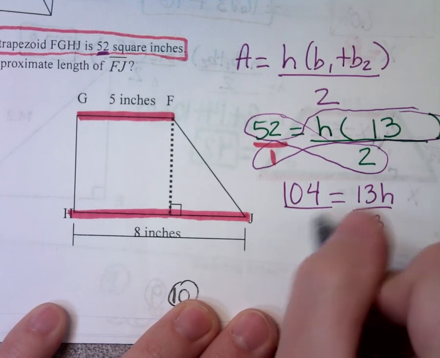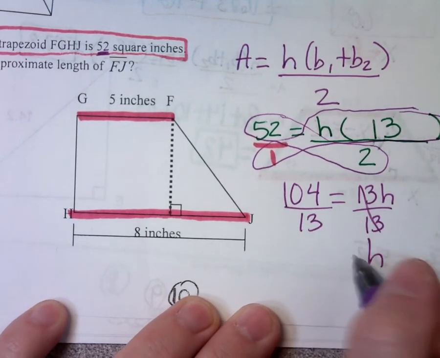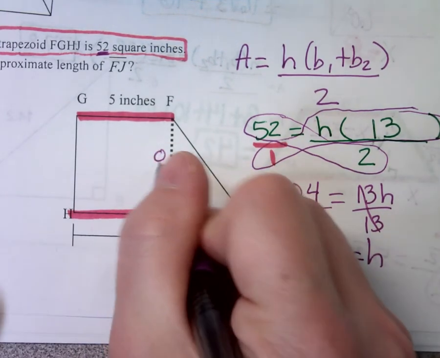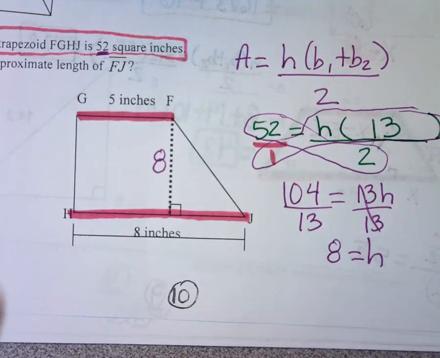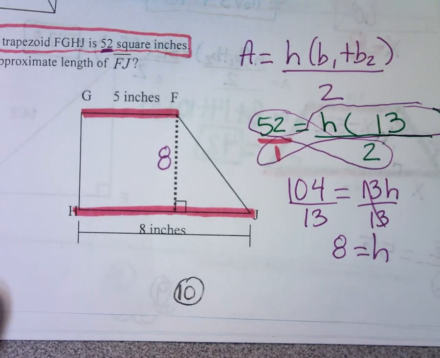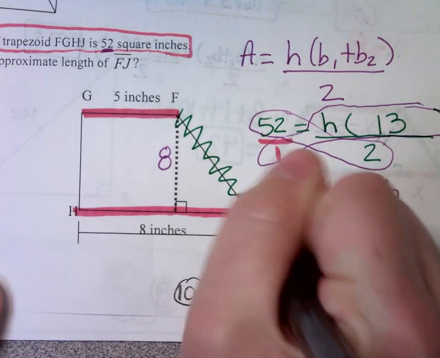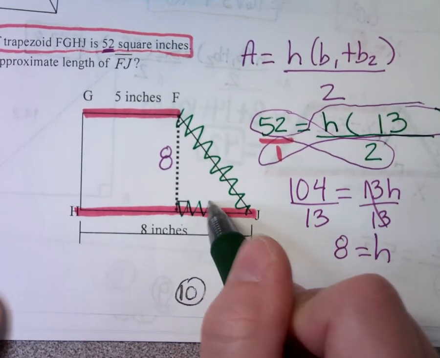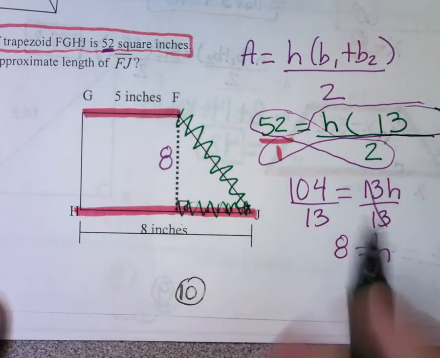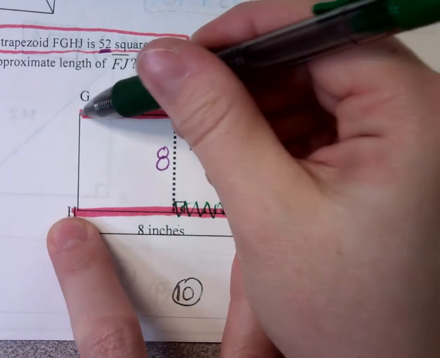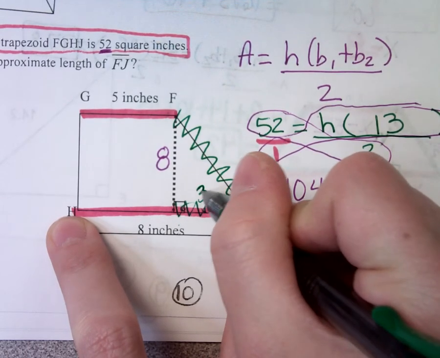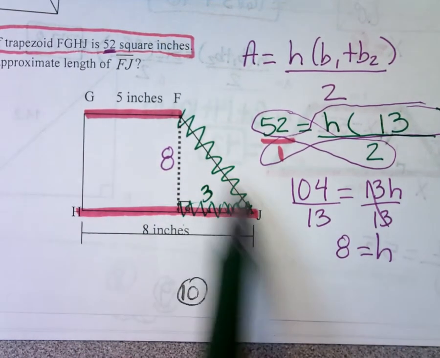Okay, so I'm going to divide both sides by 13. Can someone tell me what my height is? Okay, my height is 8. So I'm going to put that in my picture. The problem is, this isn't what the problem actually wants me to find. The problem actually wants me to find the length of FJ, this guy right here. So does anybody know what this piece is right here? 3. If this whole bottom is 8, and I know that top part is 5, does everybody agree that that's a 3? Okay, so what could I do to figure out FJ?